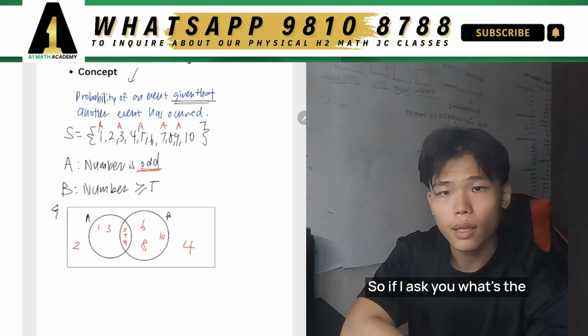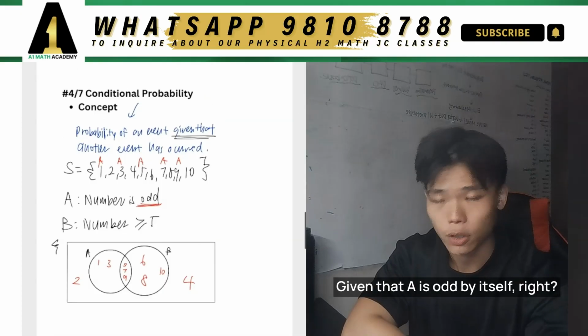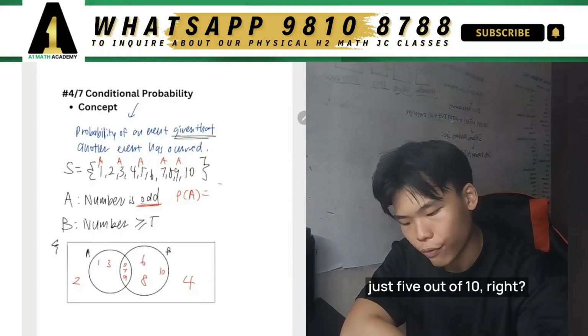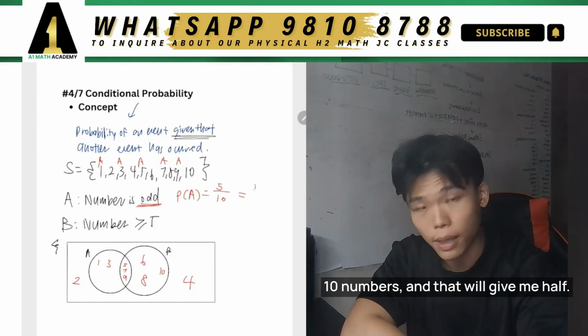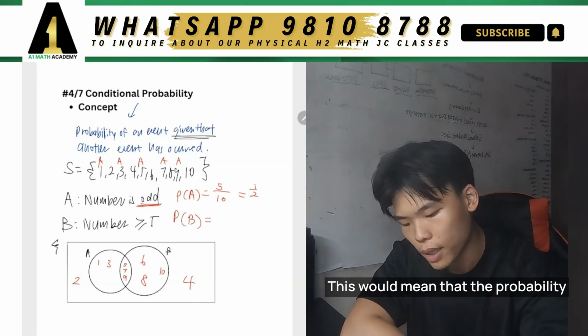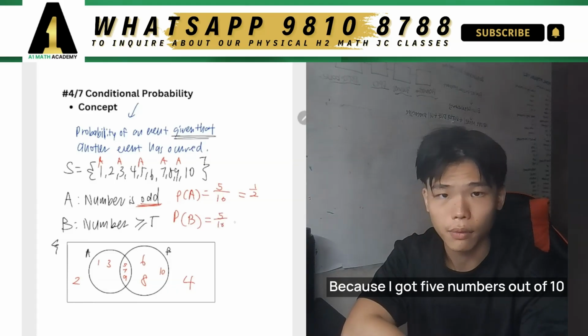Okay. So if I ask you what's the probability of A happening, given that A is odd by itself, P(A) by itself is simply 5 out of 10, because I have 5 odd numbers out of 10 numbers, and that will give me half. Now, what's the probability that B itself is bigger than or equal to 5? This would also be 5 out of 10, because I got 5 numbers out of 10 numbers, and that will give me half.